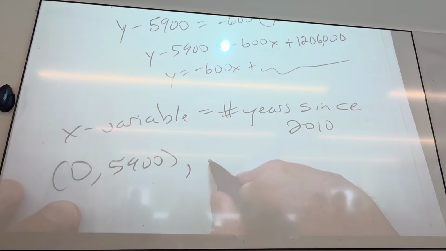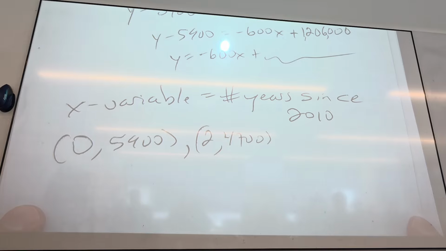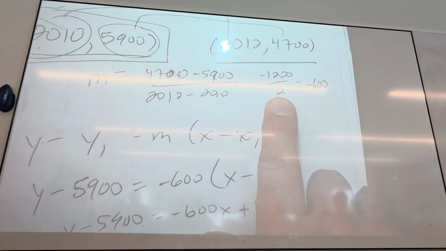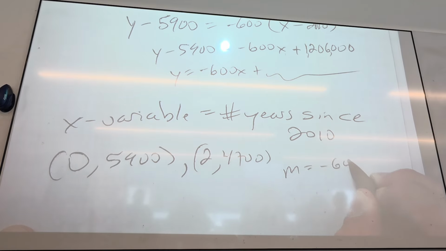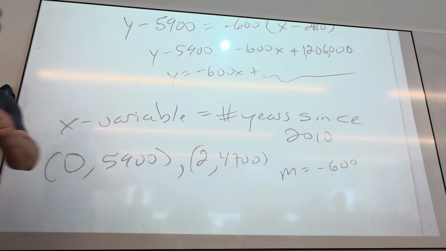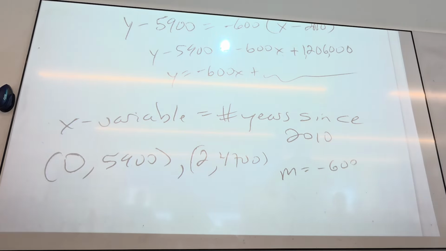2, 47. What I want you to realize is, do you see how the slope is the same? Because what do we get on the bottom? 2. What are we going to get here? 2 minus 0. So the slope is still negative 600. What does that slope mean, by the way? How fast? Be very specific. What are the units? 600 what per what? Population per year. People per year. So this place is losing 600 people per year. You with me? That's what that means.